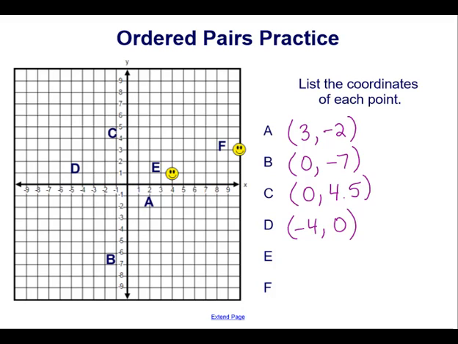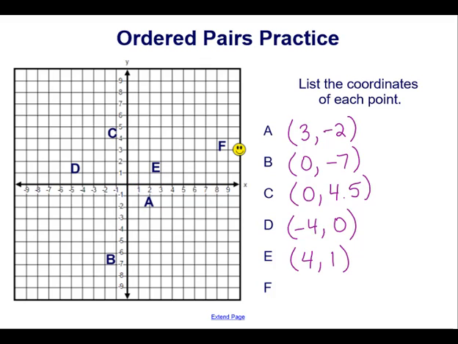Now let's find the coordinates of point E. From the origin, you have to move 1, 2, 3, 4 units to the right. So in E, the first number will be a +4. And then we have to move 1 unit up. So the second number will be a +1. So the coordinates of E are 4, 1.